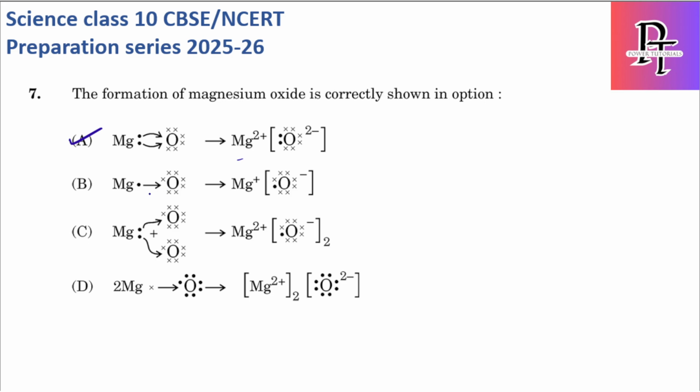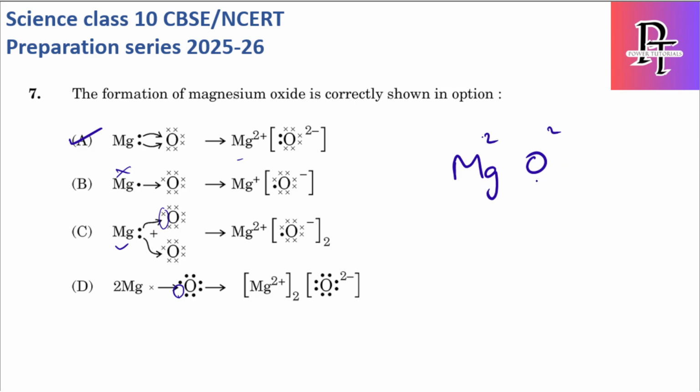Let's see why the other options are wrong. B, magnesium it is showing only 1, so this is wrong. Magnesium will have 2 valencies. Each oxygen will also have 2 valencies, but here we have only one. So here also only one. Why? Because magnesium valency is 2 and oxygen valency is also 2.